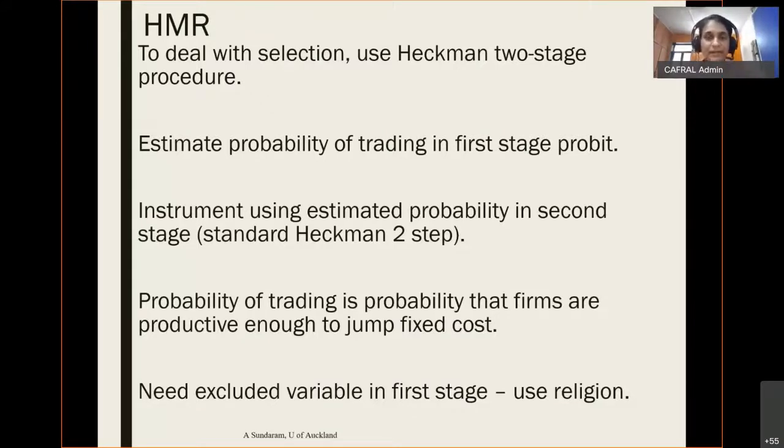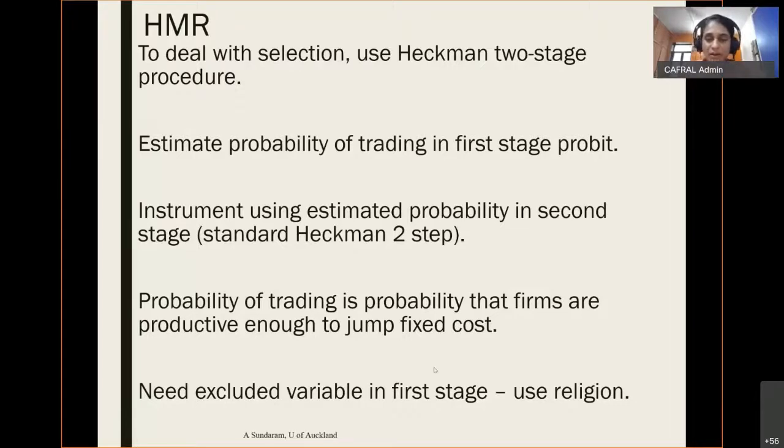Okay. But the good thing is, because of the functional form, these are nonlinear models, right? So they may not be exactly collinear. So you can still estimate, but it's not a wise thing to do. So it's always good to have some variable in the first stage that is not in the second stage. It's called an excluded variable.